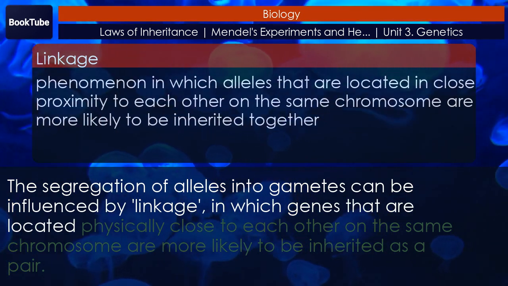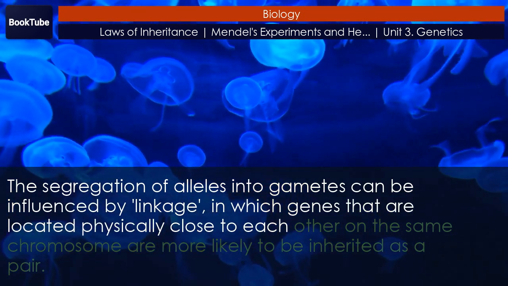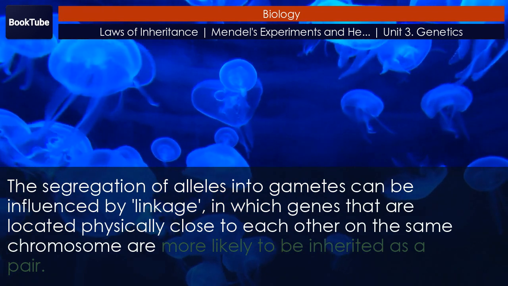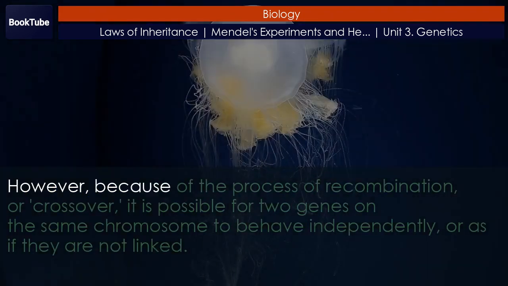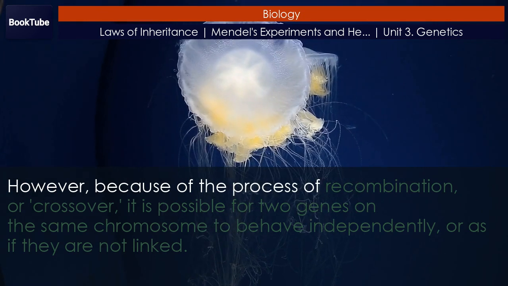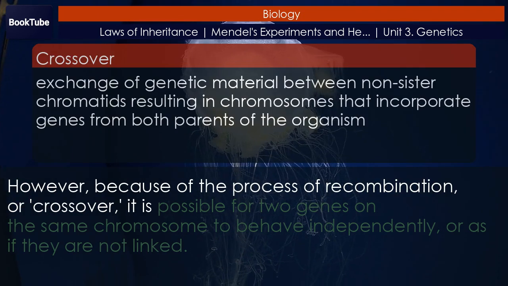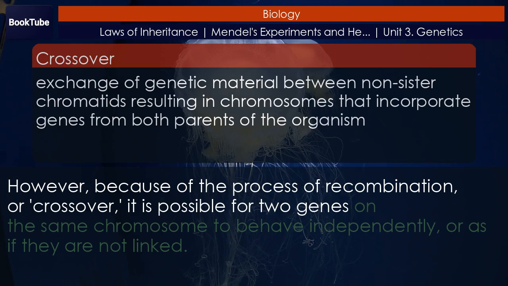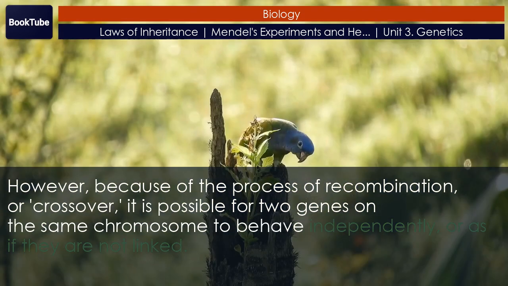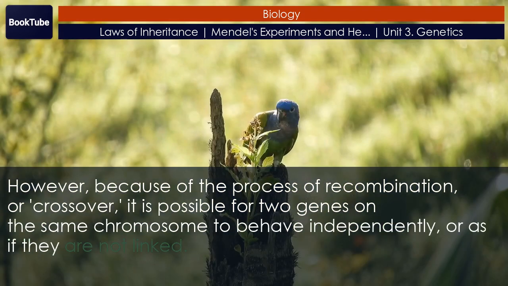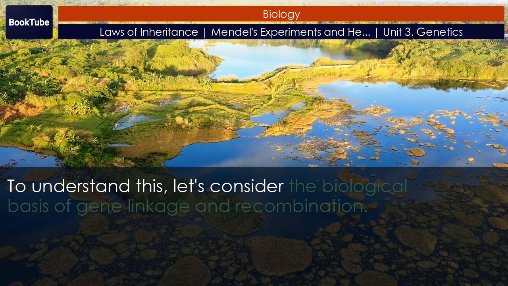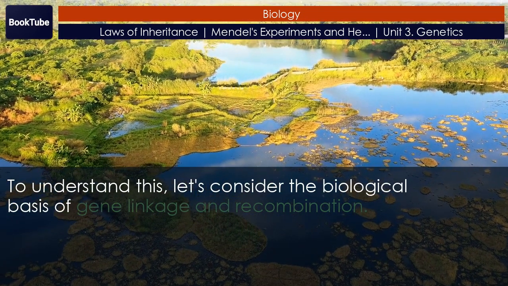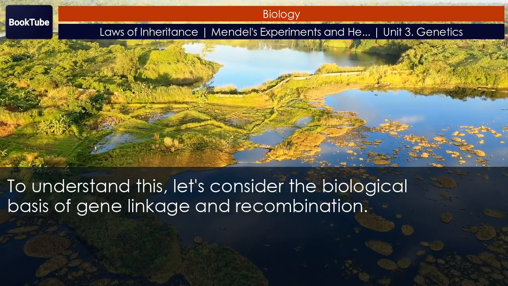in which genes that are located physically close to each other on the same chromosome are more likely to be inherited as a pair. However, because of the process of recombination, or crossover, it is possible for two genes on the same chromosome to behave independently, or as if they are not linked. To understand this, let's consider the biological basis of gene linkage and recombination.